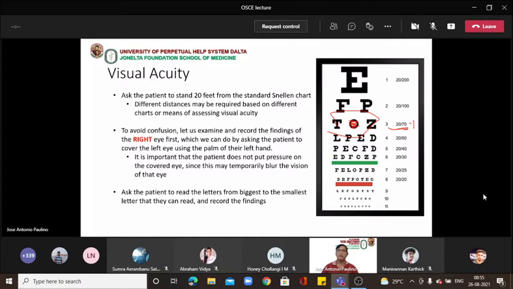So if the patient can only read the letter T, however, the patient can read the letters F and P, then the score will be 20 over 100 plus 1.